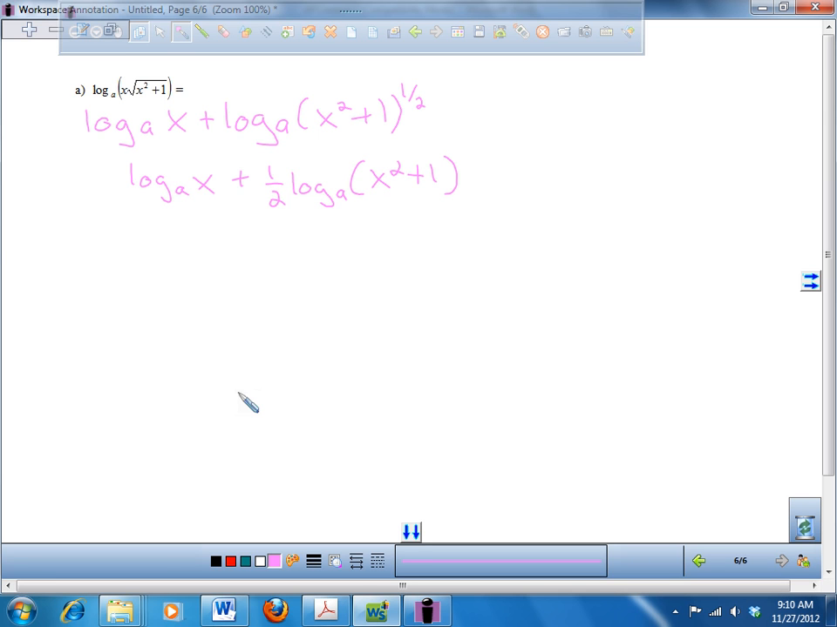Questions on that so far? For that very first part, which rule did you use? Log of m times n is equal to log of m plus the log of n. Yeah. Okay. Next one.